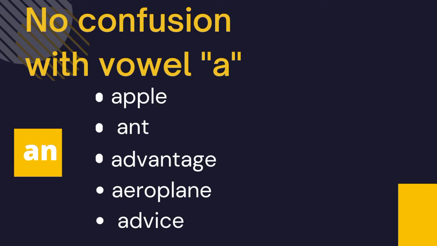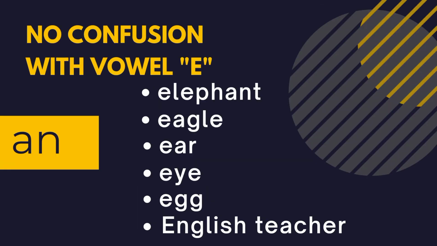Usually there is no confusion with the words starting with letter A. These are preceded by an. An apple, an ant, an advantage, an aeroplane, an advice. Similarly, there is no confusion with the words starting with letter E. We can use an before these words. For example, an elephant, an eagle, an ear, an eye, an egg, an English teacher.